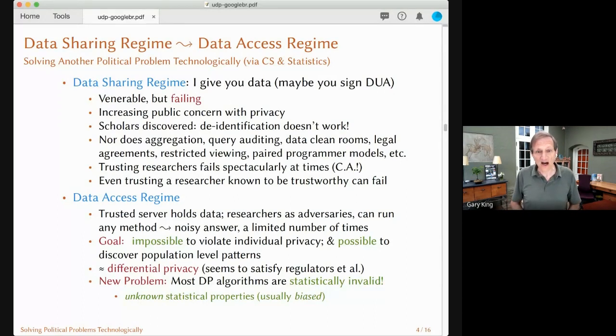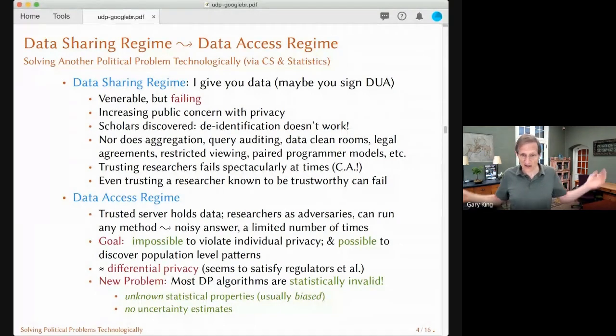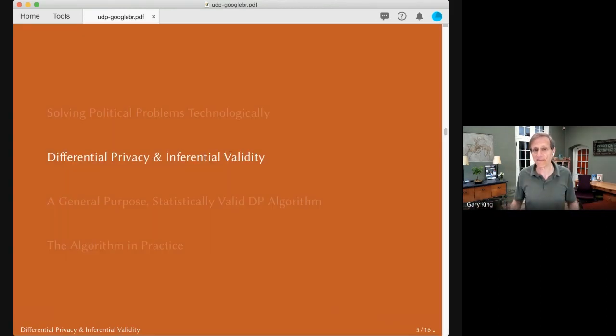about the data. And of course, they don't come with any uncertainty estimates. And so you can't make a scientific statement. A scientific statement is not one that is necessarily correct. It is one that comes with known statistical properties and has accurate uncertainty estimates. So if you can't make scientific statements, what's the point exactly? You've protected people's privacy, but you might as well protect it by just not giving away the data.